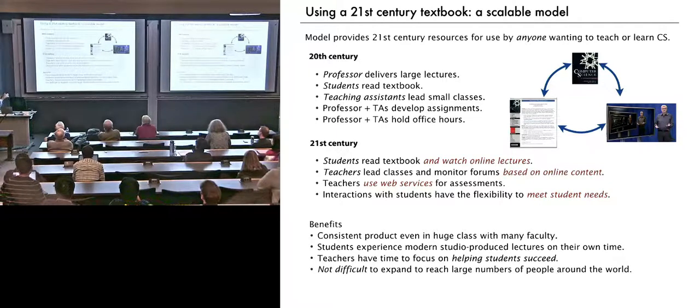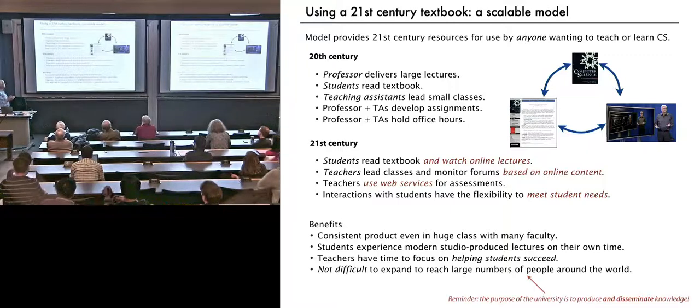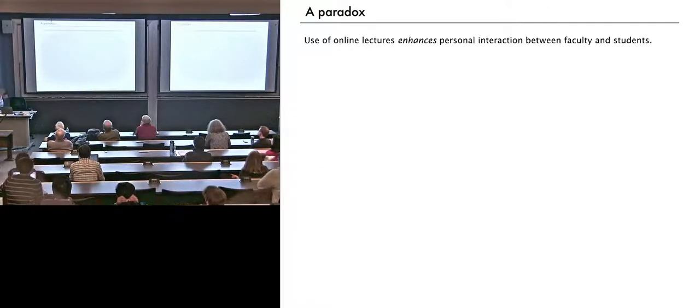So the whole idea is, with this model, teachers have time to help students succeed. And it's not that difficult to expand to reach lots of people around the world. And don't forget, the purpose of the university is to produce and disseminate knowledge, and we can do this disseminate part really to millions of people without that much extra work. Just one last paradox, and then I have a postscript.